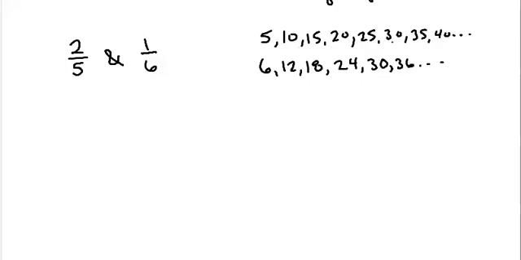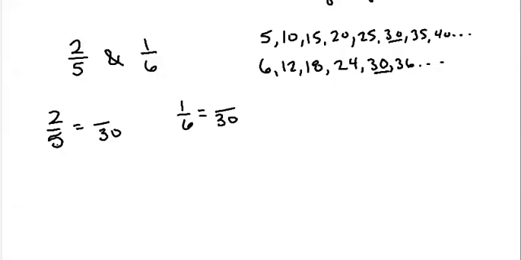So what is the common multiple here? It would be 30. It would also be the least common multiple. There's nothing else that's the same between these two. So the least common denominator would be the least common multiple of 30. So I want to change 2/5 to something over 30, and I want to change 1/6 to something over 30.